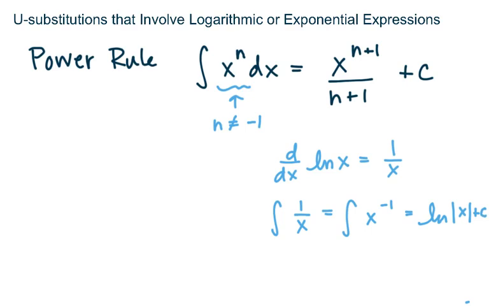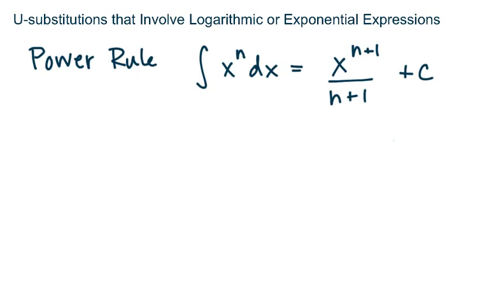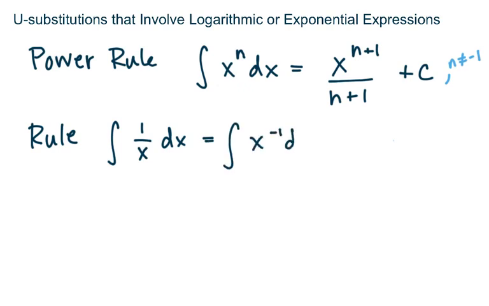Okay, so we have a rule for integrals with logarithms involved and also a rule for integrals with exponentials, two new rules. So I'll just come over here and write my addendum. We say that n cannot equal -1. So this gives us a new rule. What we can say is the integral of 1 over x dx, which is equal to writing x to the -1 dx, is going to equal the natural log of the absolute value of x plus c.